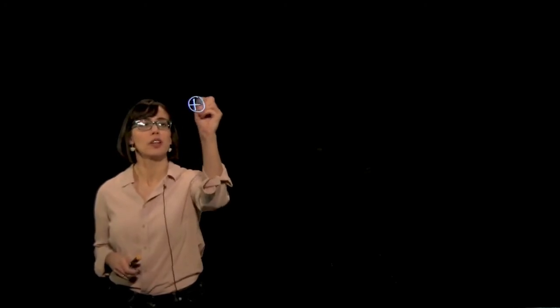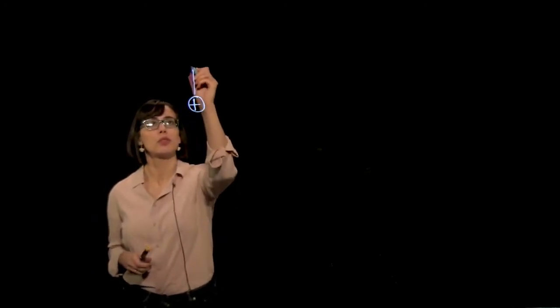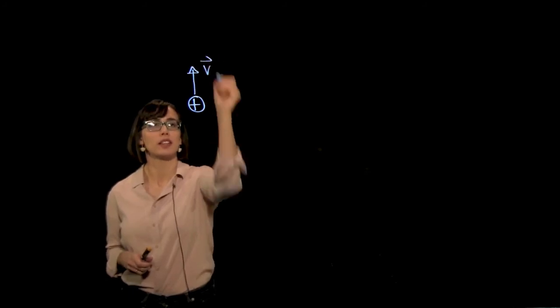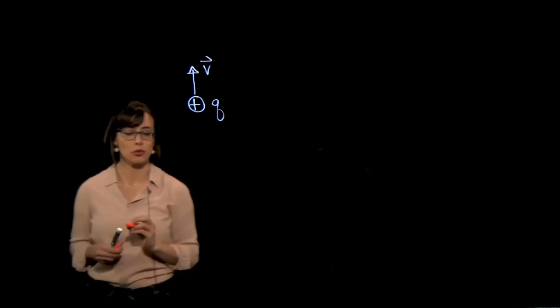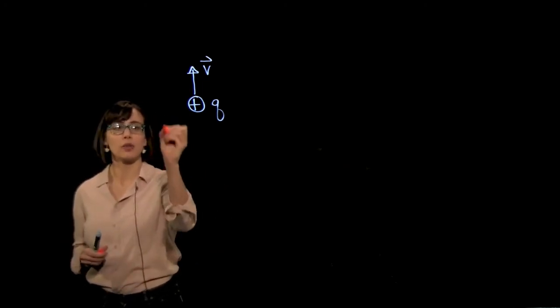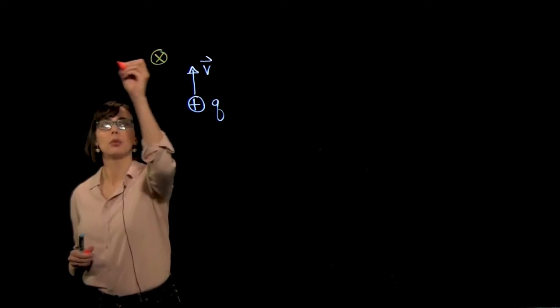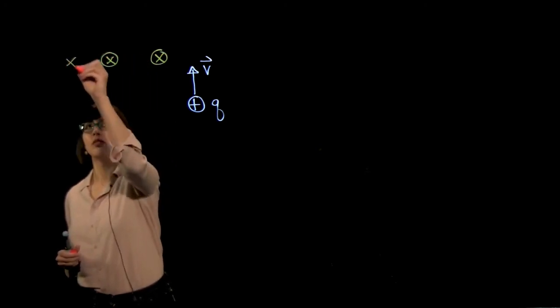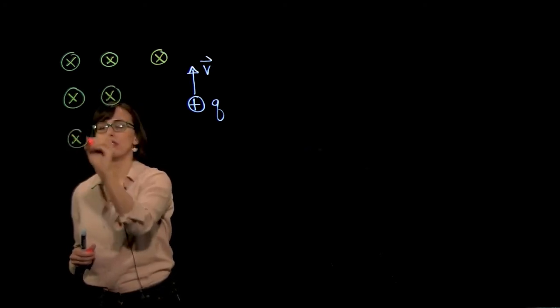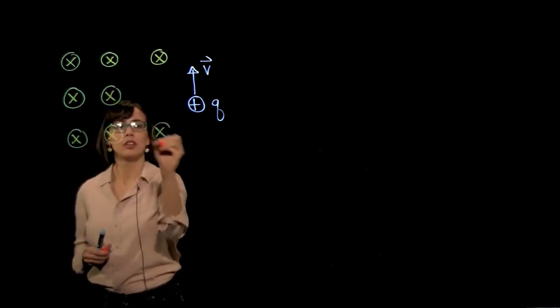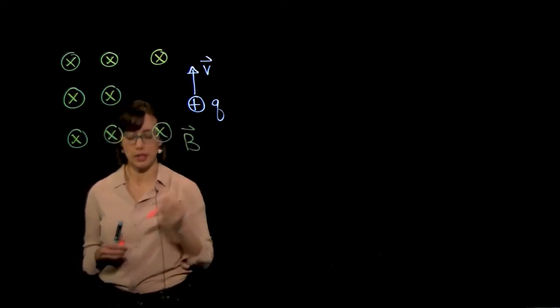All right, so next we want to look at an example of a charged particle moving through a uniform magnetic field. So here we have a charged particle, a charged positive particle, and it's moving with some constant velocity v. Now the magnetic field in this example is going to be uniform, and everywhere it's going to be going into the board. So this is my magnetic field B.